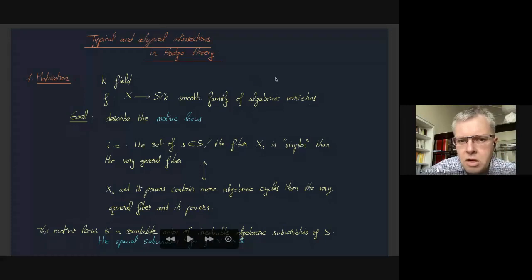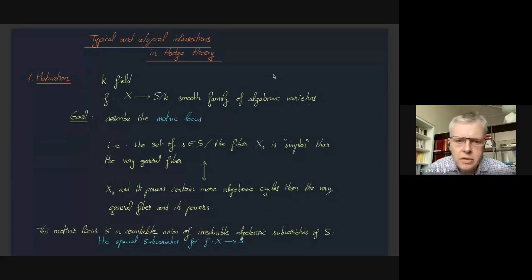So what do we mean by this? We want to consider the set of points in the base S such that in some sense the fiber is simpler than the very general fiber. By simpler we basically mean that the motive is simpler, and this means that the fiber X_s, or maybe its powers, contain more algebraic cycles than the very general fiber and its powers. This is what we would call the motivic locus of the family.